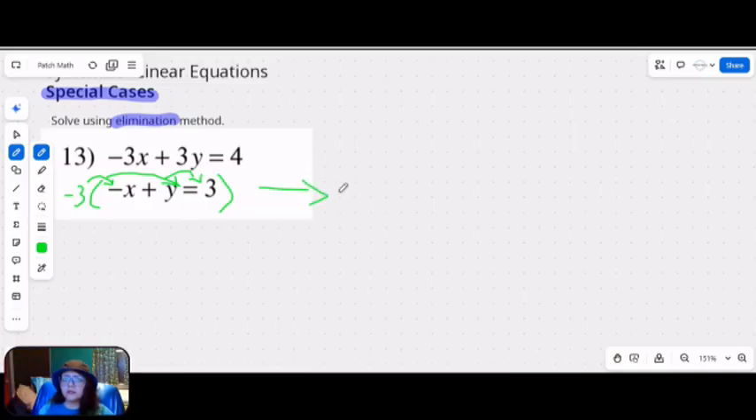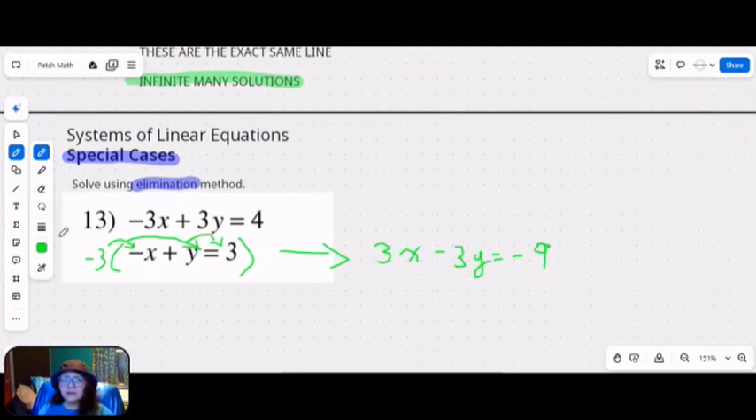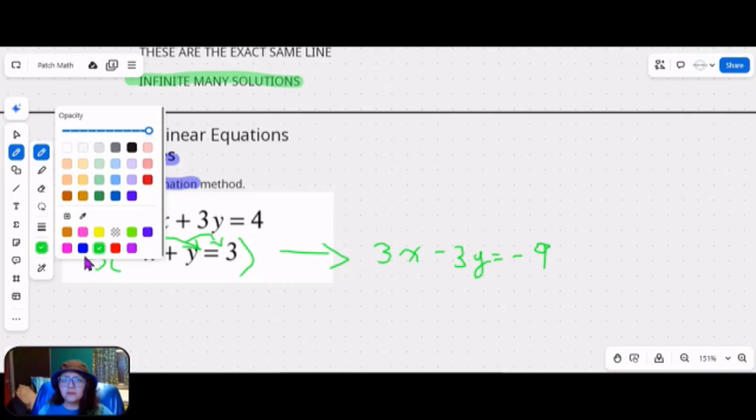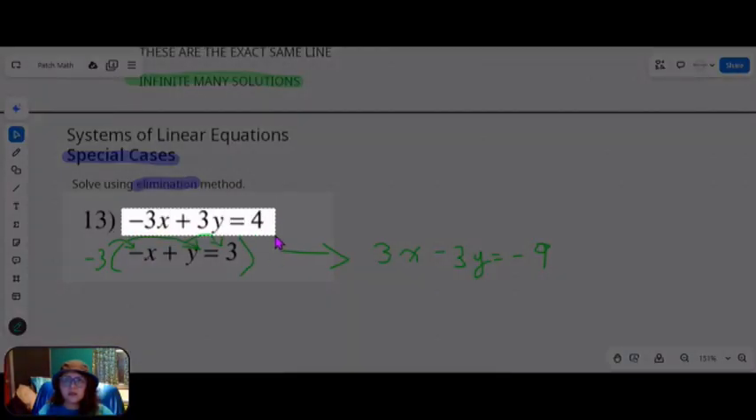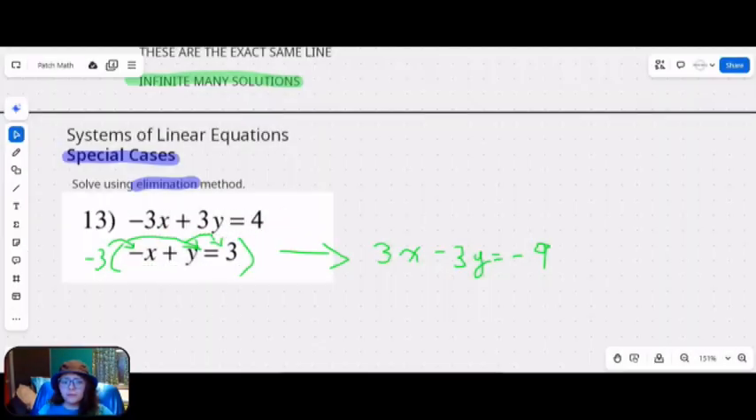You're going to see that negative 3 times negative 1 is 3, and 3 times x is 3x. Negative 3 times the invisible 1 in front of the y is negative 3 times that y. And negative 3 times negative 3 is negative 9. All right, looky here. That first equation, I'm just going to copy it over because there's nothing we need to do to it. It doesn't need to be modified at all.